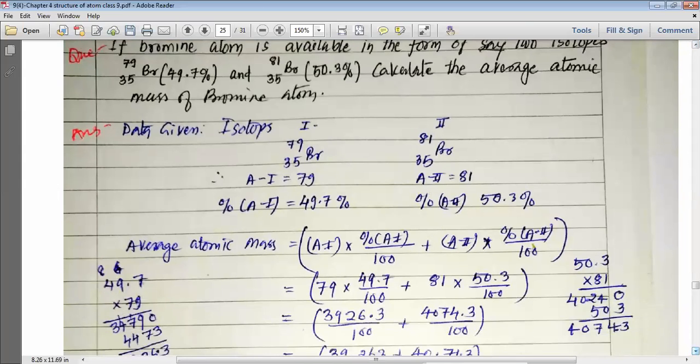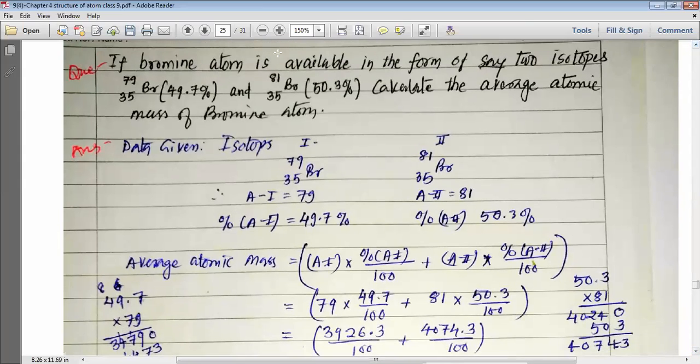It is from your exercise. Let us solve one of your very important exercise questions. If a bromine atom is available in the form of two isotopes, one is 35 Br 79 and its percentage is given as 49.7%, and another is 35 Br 81 and its percentage is given as 50.3%.